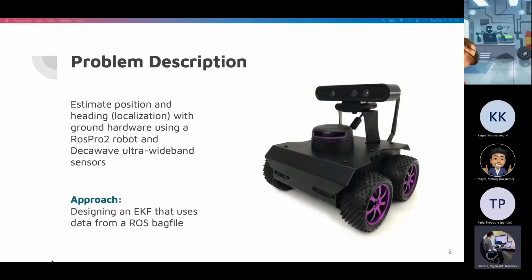And so right here, this is actually using a real robot, real life data that we got from one of the TAs who ran a simulation in a little environment with 3 landmarks around. Then the Rosbot takes a little trajectory, and we're supposed to predict the position via localization. So the approach we took was to design an EKF that uses data from a ROS bag file. We took the real life data and simulated it inside ROS using the bag files, so we can continually test our EKF to make sure it works.